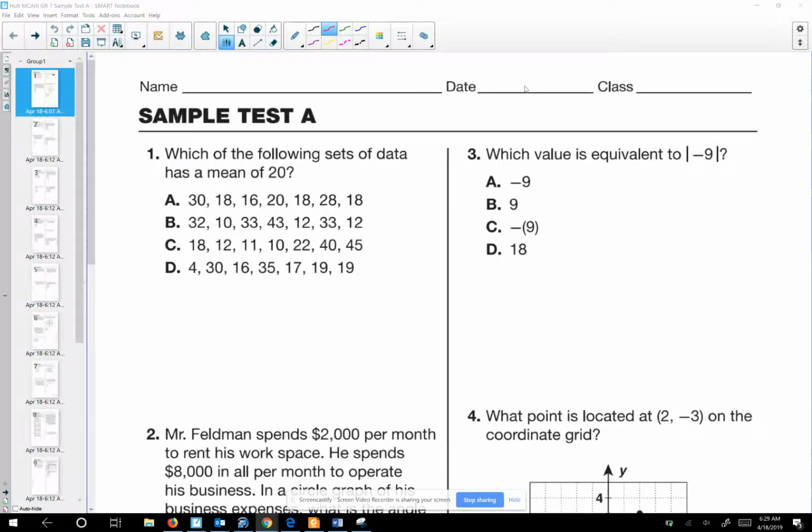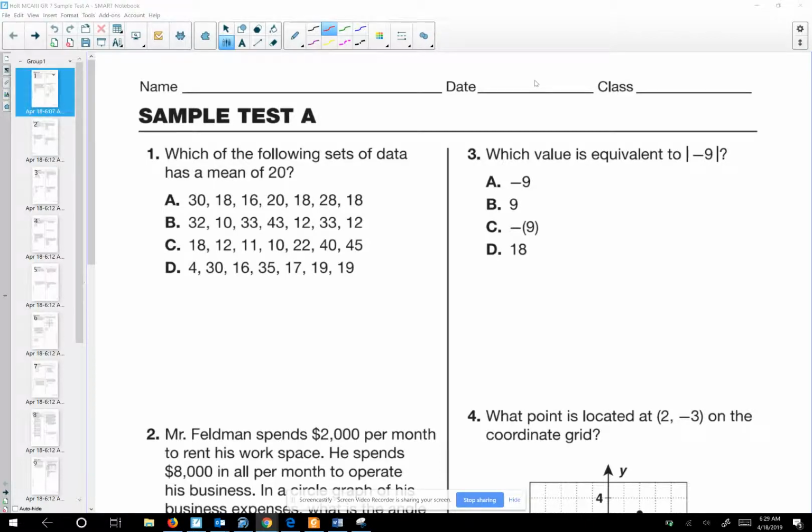All right, everybody, I want you to make sure that you've got your sample test A packet out in front of you, something to write with, and your calculator. And if you need to pause the video at any time, go ahead and do so, but make sure you have all those things.